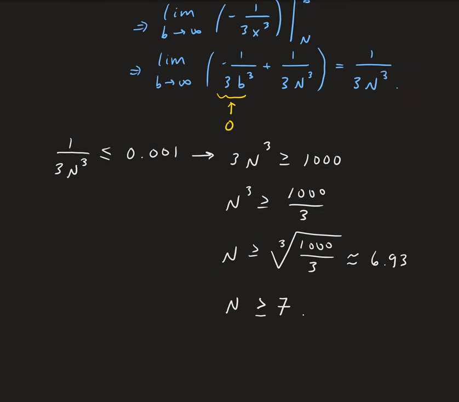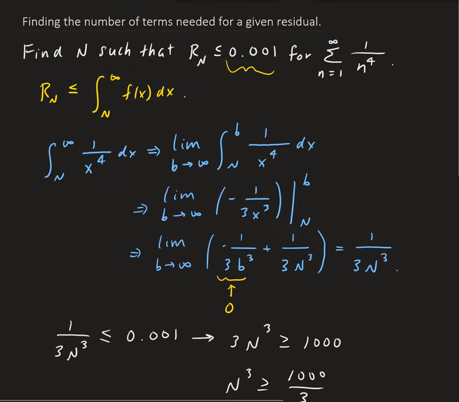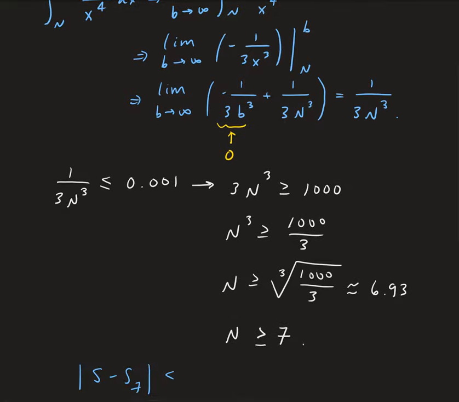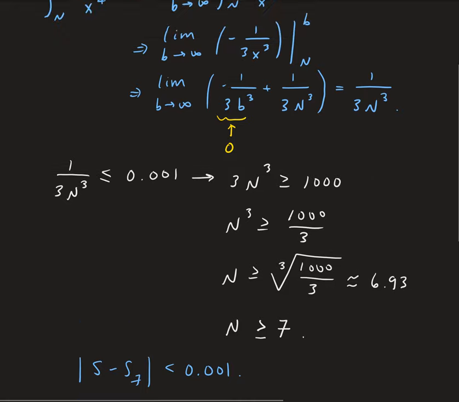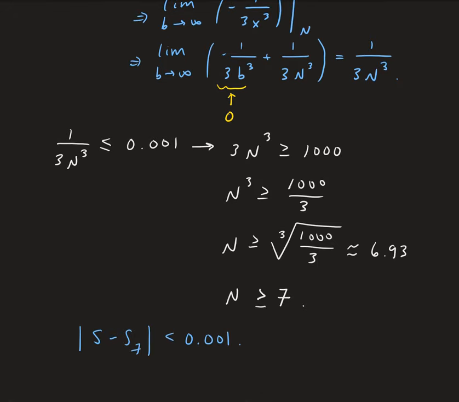Just to clarify, that means we have S minus S of 7, which is strictly less than the residual that we had, which was 0.001. That's what this implies. And again, as we increase n, as we increase the number of partial sums, this difference will get smaller and smaller.